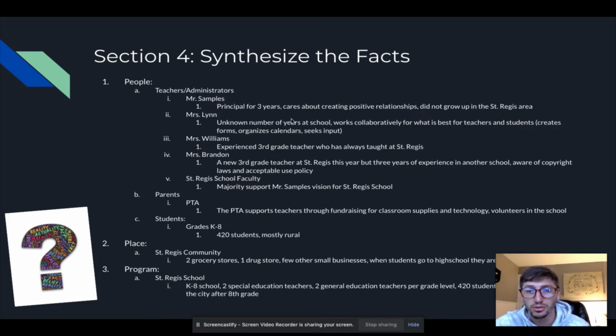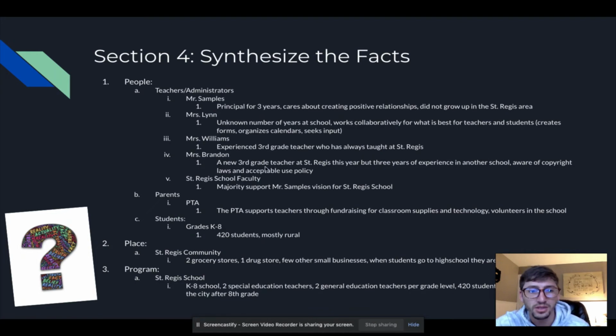Mrs. Lynn is the computer, media, and librarian teacher at St. Regis Elementary School. It is unknown how many years she has been at the school, but she does work collaboratively for what is best for teachers and students. Some of the things that she did at the school were create forms for teachers to request technology, organize calendars so teachers knew when they could use the computer lab, and also seek input from staff on what ways she can make the school computer room better.